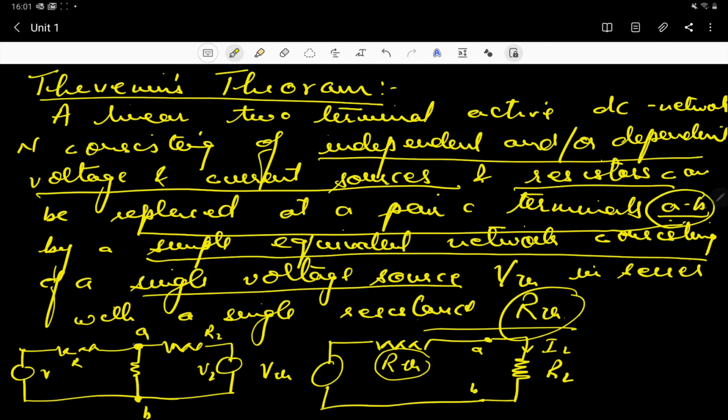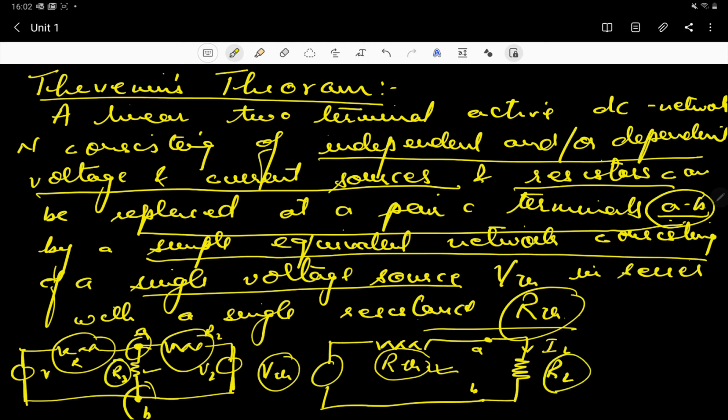That voltage will become VTH, and then the total resistance across this terminal. So this resistance and this resistance will come in parallel. How are you going to calculate the total resistance? If there is a voltage source, then short circuit it, and if there is a current source, open circuit it, and across these two terminals you calculate the resistance. That resistance will become RTH. And this resistance R3 will be the load resistance RL, as we have mentioned over here.